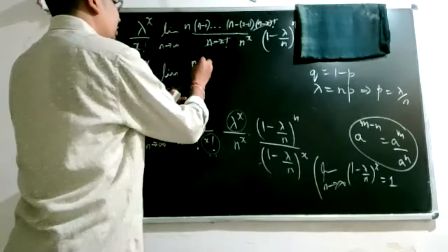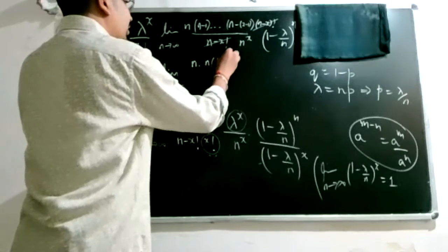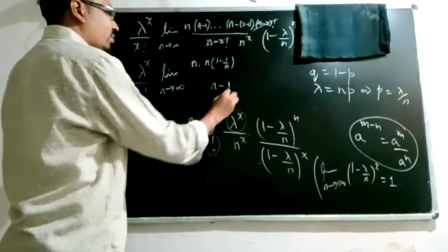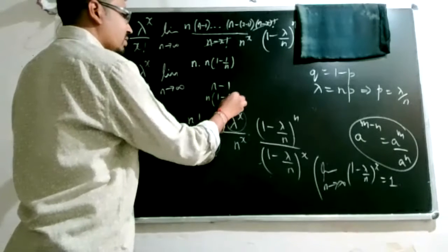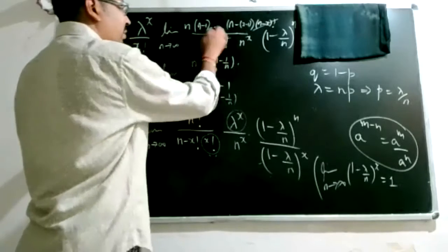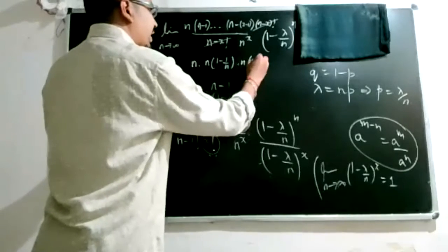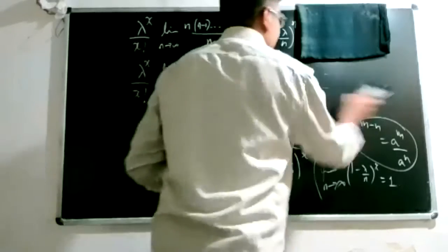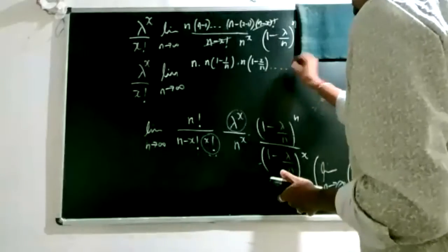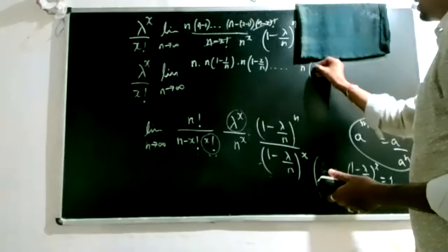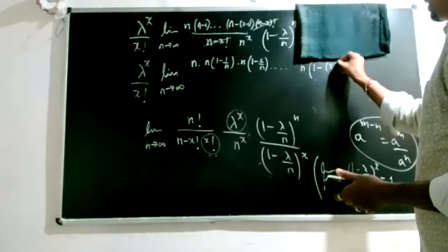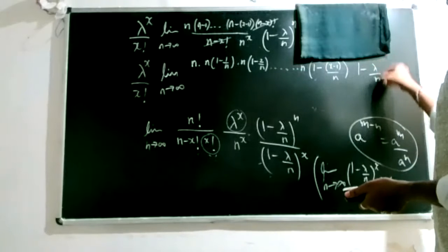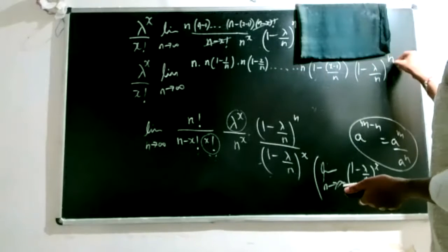So I'll have n, then n into 1 minus 1 by n. In n minus 1, I'm taking n outside, so I get 1 minus 1 by n. Again the next term will be n minus 2; if I take n outside, I get 1 minus 2 by n. Then I have n minus 3, n minus 4, and so on. In every term, I take that n outside. So in the last term, I'll have n into 1 minus x minus 1 by n. So we have got several n's there, and then 1 minus lambda by n to the power of n.